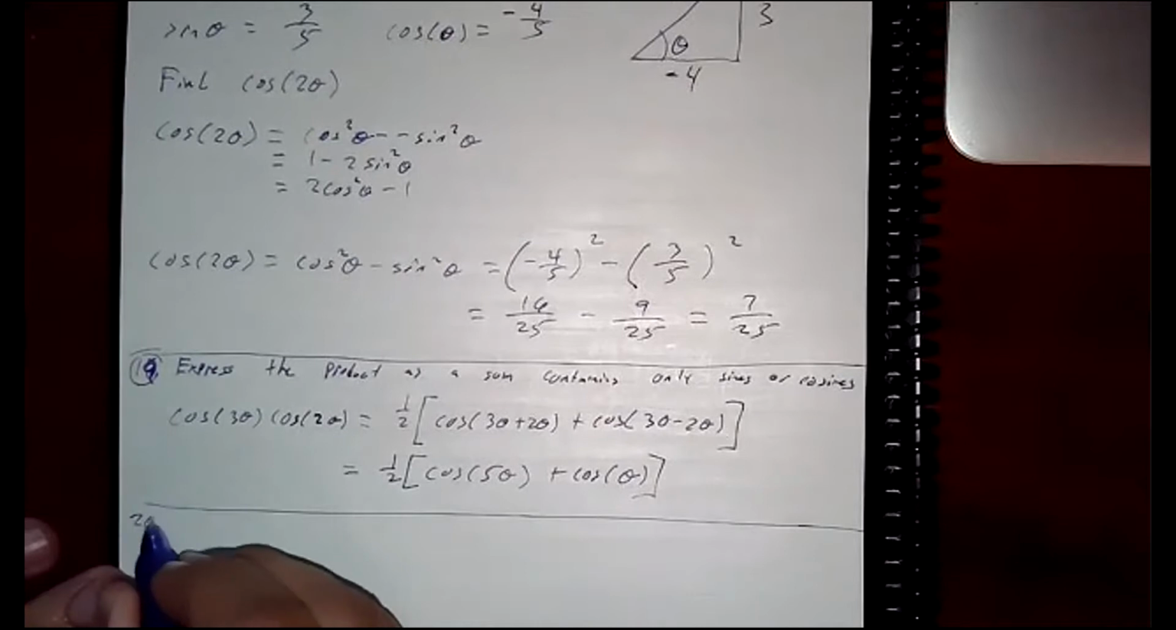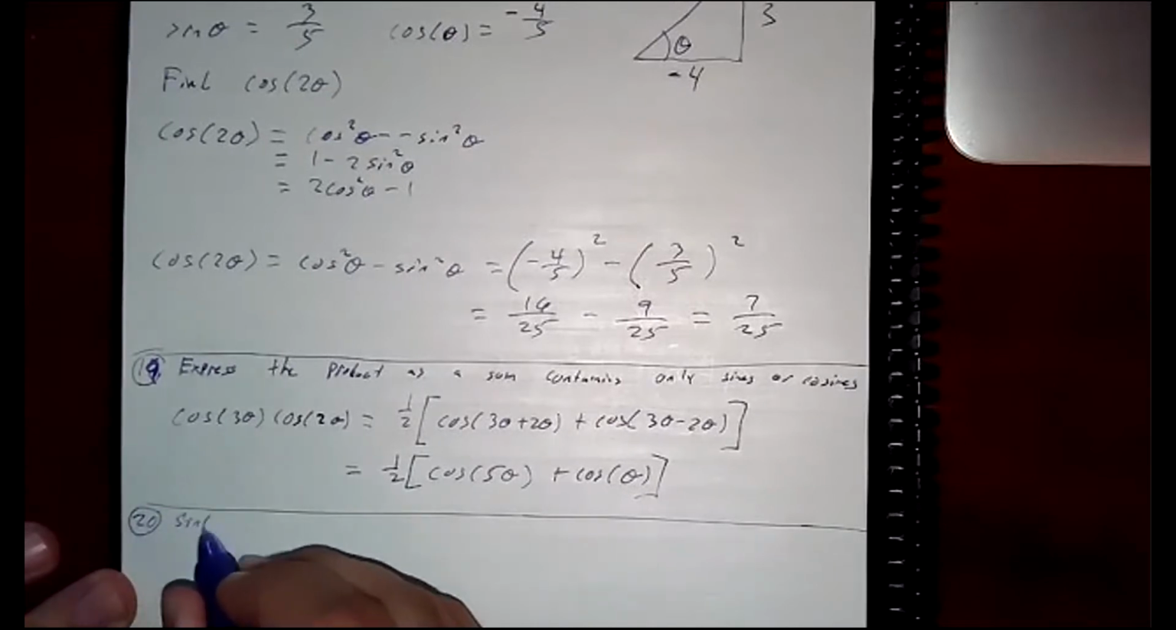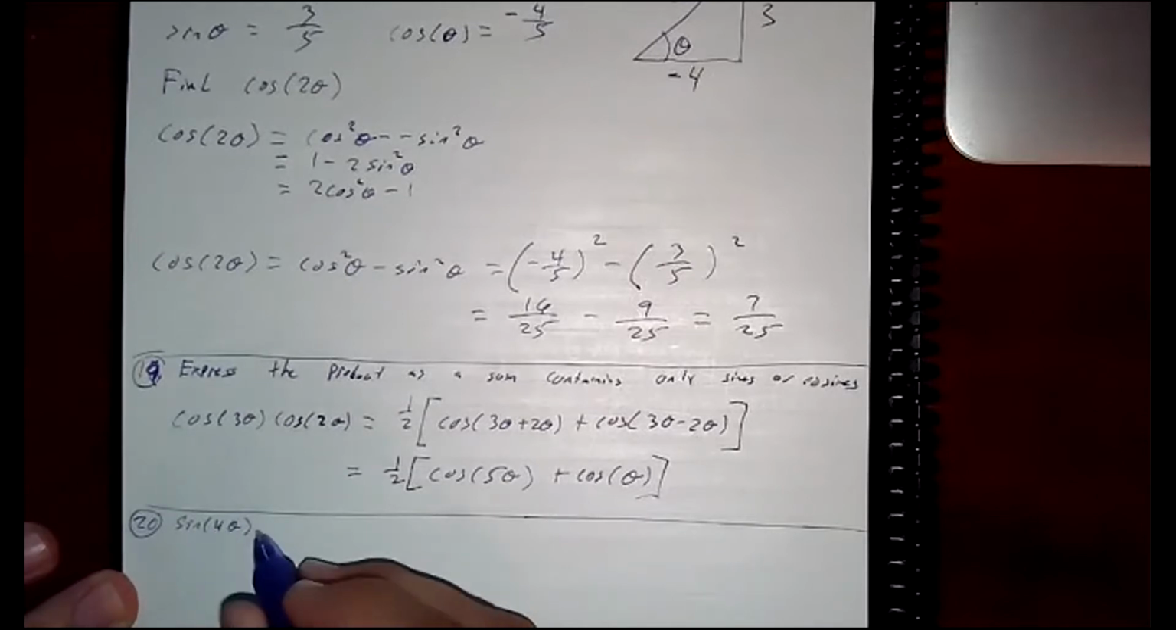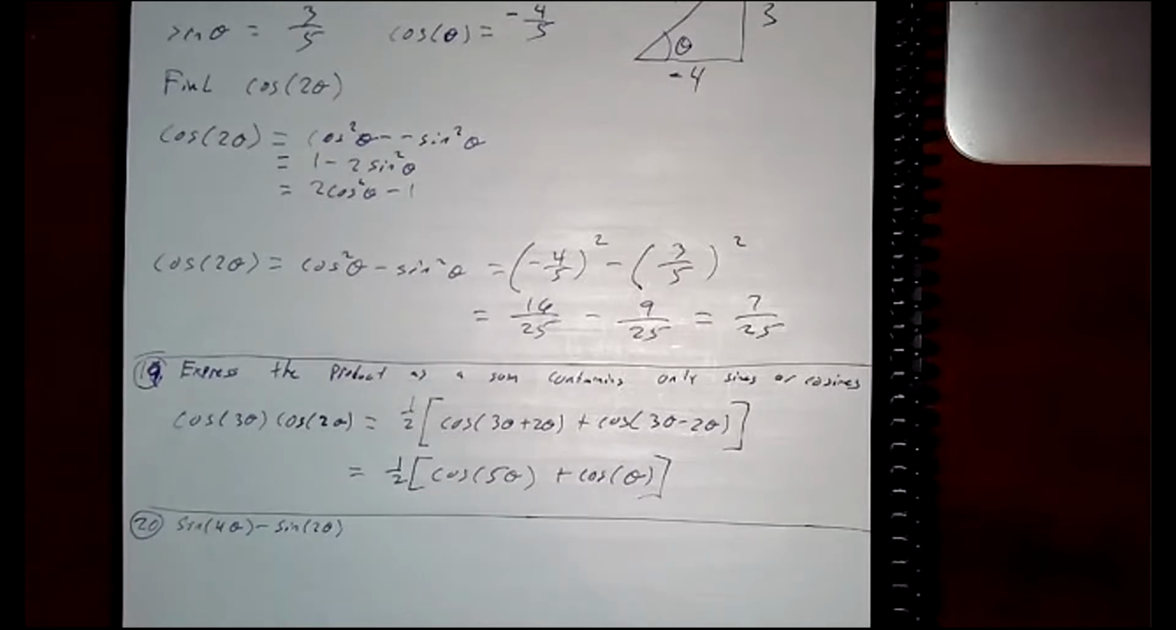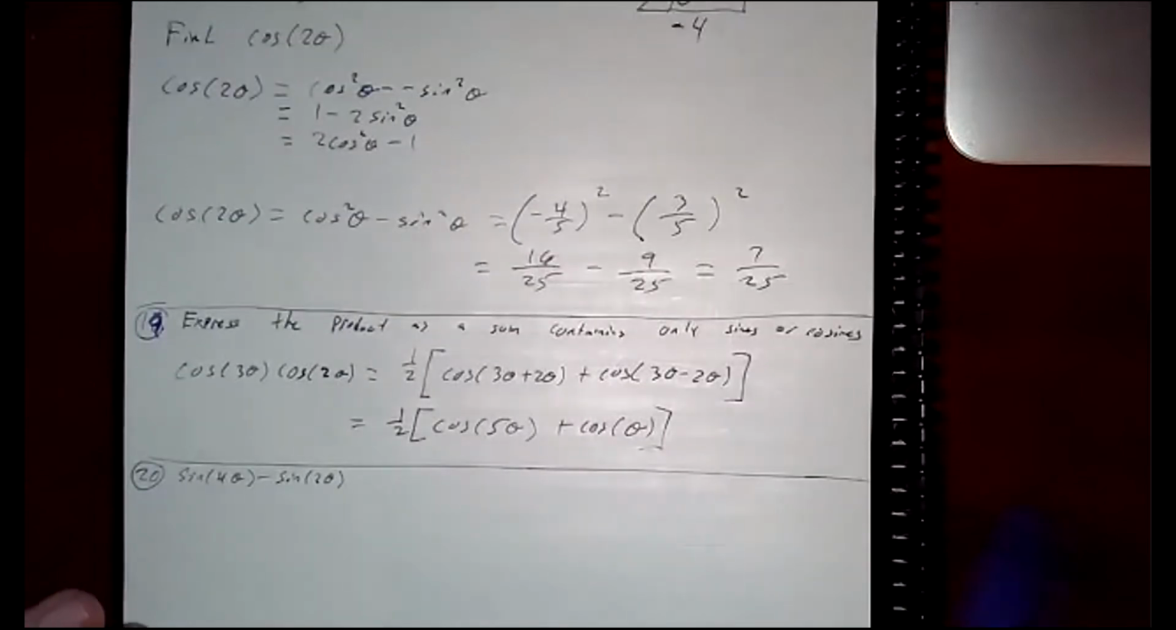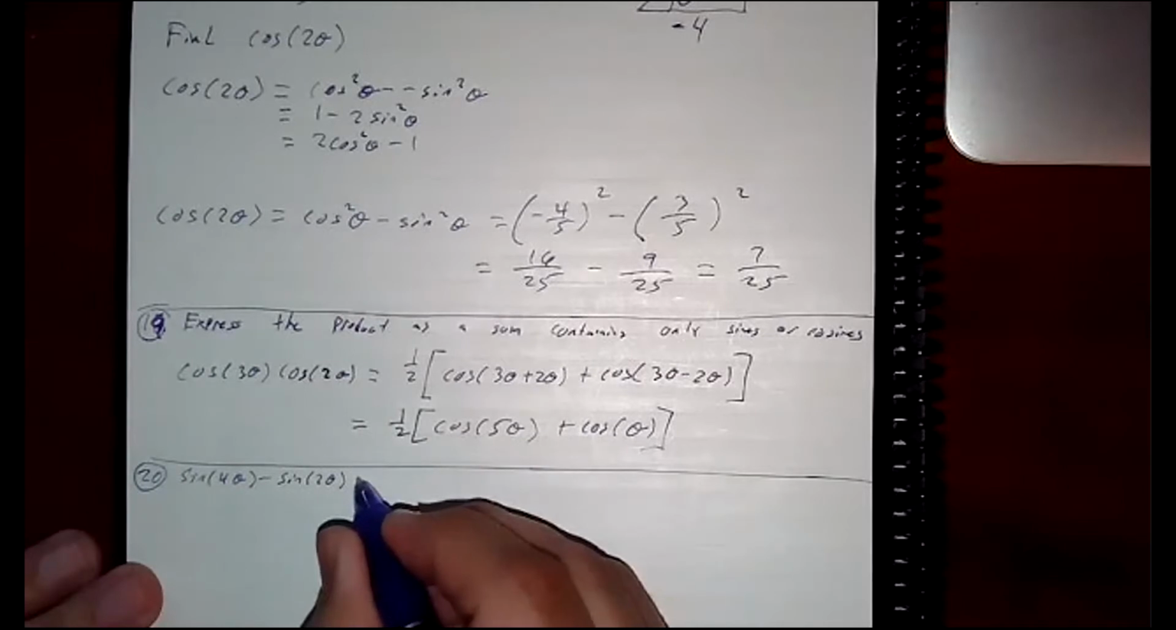Last question, 20. Sine of 4 theta minus sine of 2 theta. The question is basically, let's express this sum or difference as a product. So we're going in reverse compared to 19. So, product of sum formulas, let's see where I put those. Okay, so sine minus sine is going to be this one.